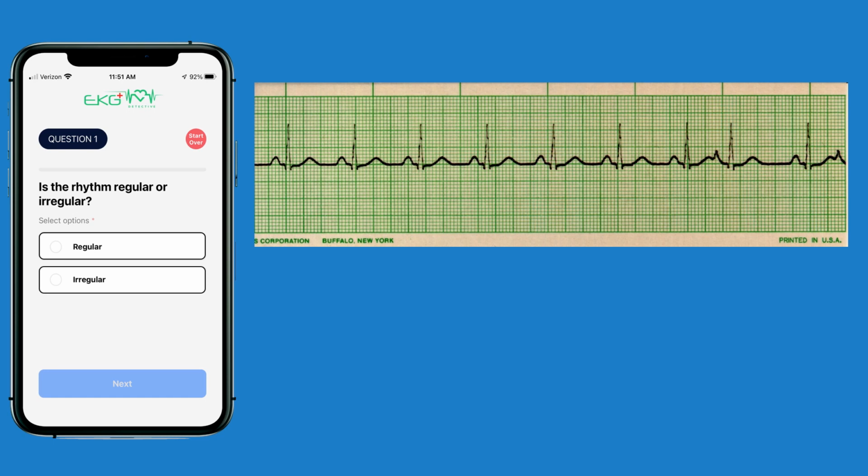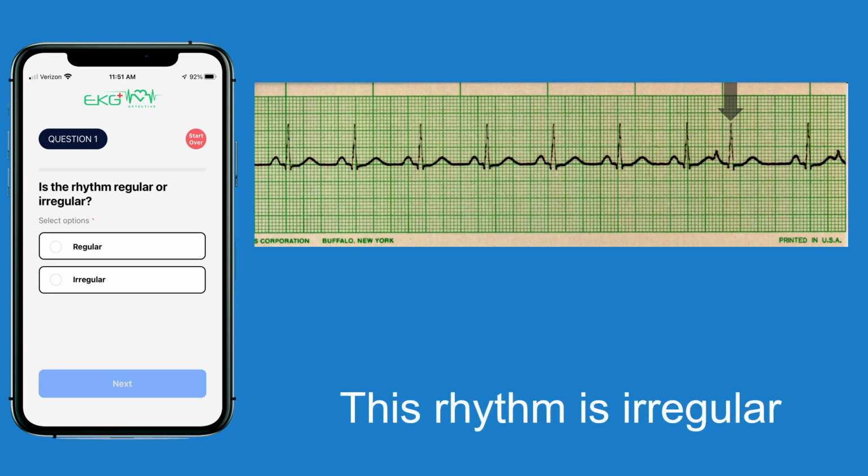So jumping into the app, the first question it's going to ask is if the rhythm is regular or irregular. And since we have a PAC here in the ECG, it is going to cause irregularity. So we are going to select irregular, and then we will hit next to go to the next screen.